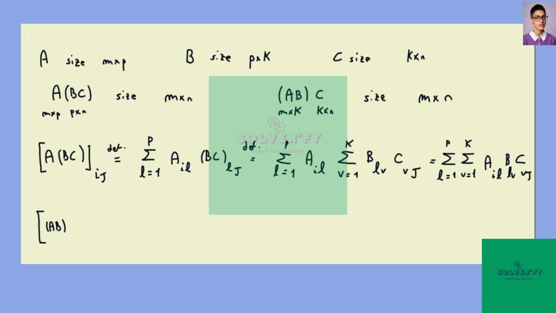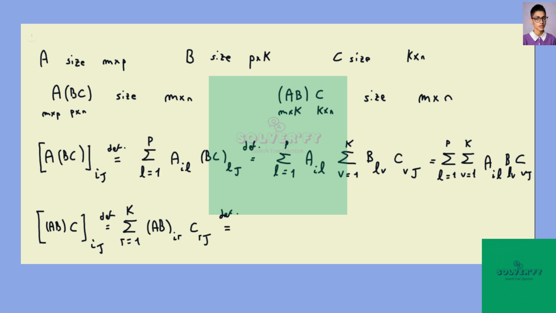Now, let's instead look at the ijth entry of AB times C. This is again by definition of product, the sum, let's say for R that goes from 1 to the number of columns of the first factor. So AB has K columns. There we go. So (AB)_IR will multiply C_RJ.